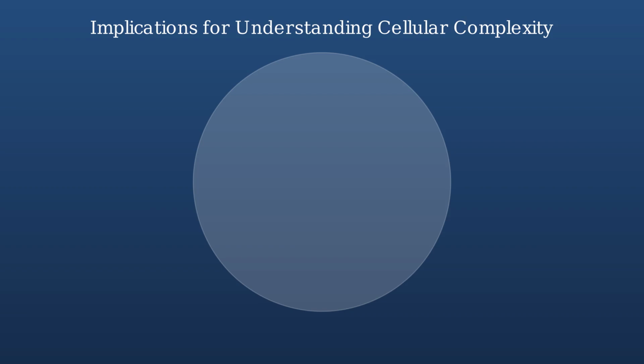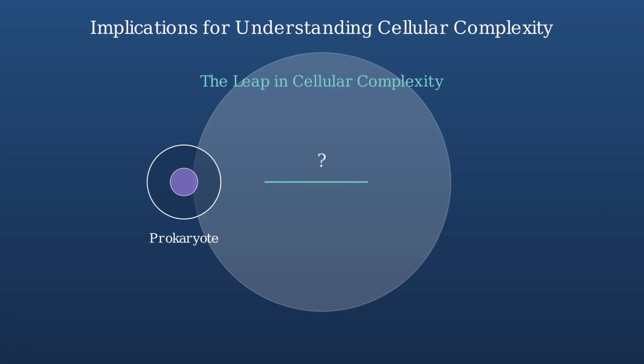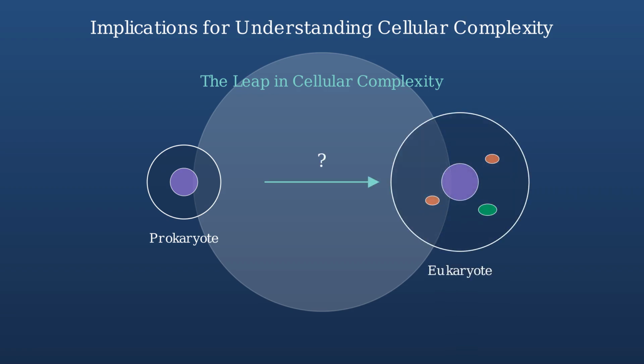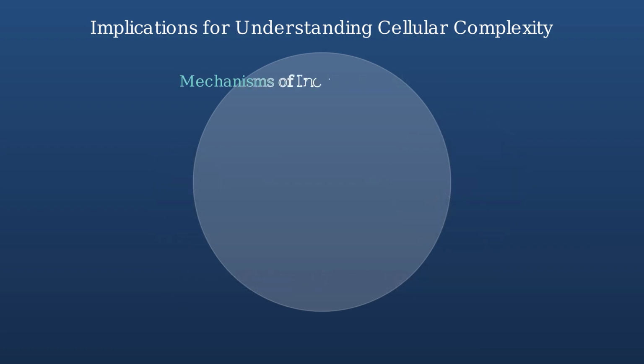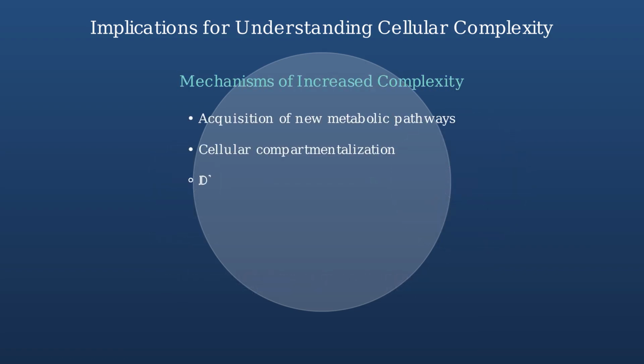How did complex eukaryotic cells evolve from simple prokaryotic ancestors? The transition from prokaryotes to eukaryotes represents one of the most significant leaps in cellular complexity in evolutionary history. Endosymbiotic theory provides a powerful explanation for how simple cells acquired the complex features we observe in eukaryotes today. Let's examine the specific mechanisms by which endosymbiosis increased cellular complexity.